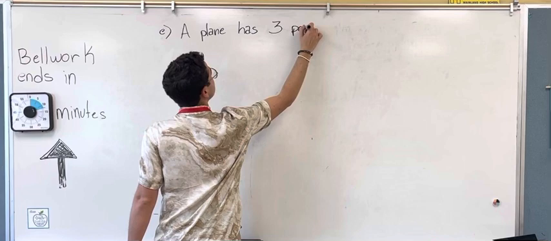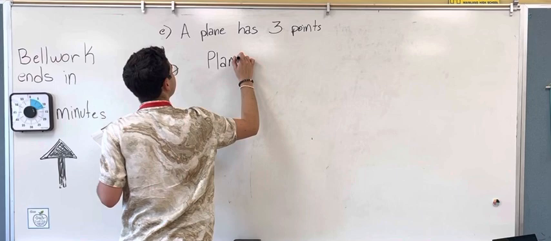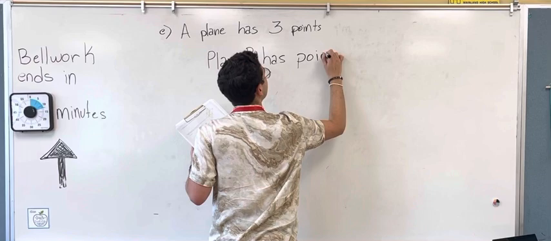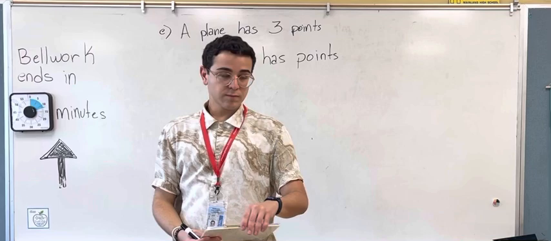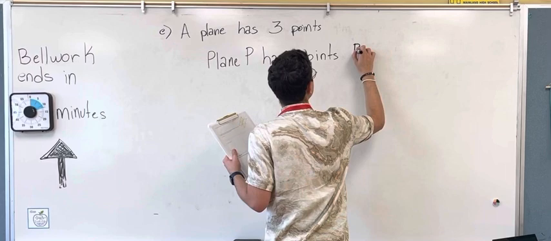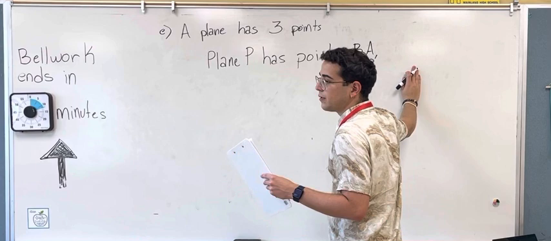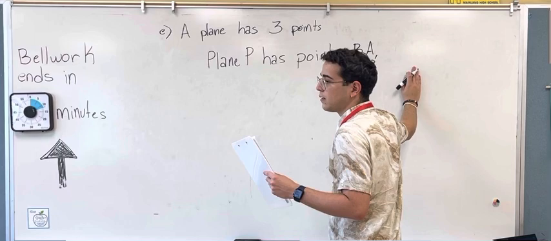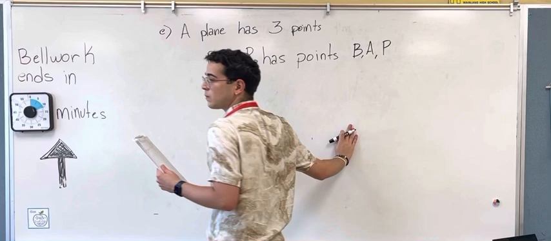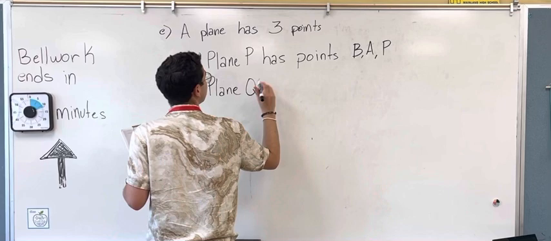So plane P, what are the points on plane P? What was that? B and A. Great, and those are two. Is there one more? Q. Is Q on plane P or plane Q? So what point is on plane P? Plane Q has points. What are the points on plane Q?